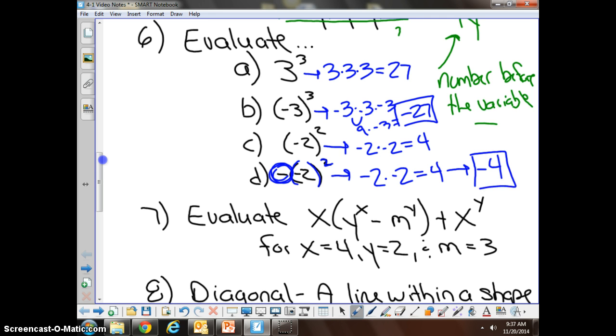Really, this problem is saying, what is the opposite? Negative means opposite. What is the opposite of negative 2 squared? Negative 2 squared is 4. The opposite of that is negative 4.